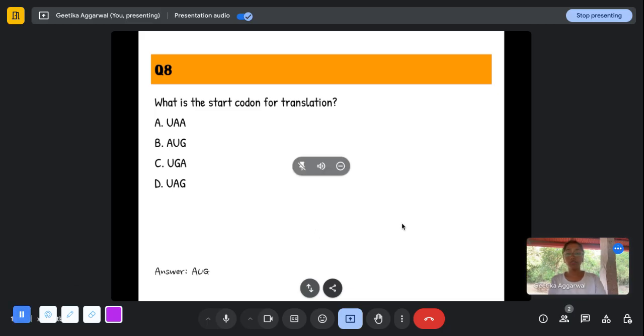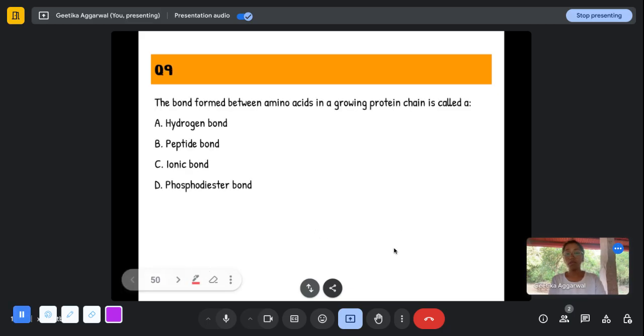Moving on to the next question. The bond formed between amino acids in a growing protein chain is called what? Is it a hydrogen bond? Is it a peptide bond? Is it an ionic bond? Or is it a phosphodiester bond?